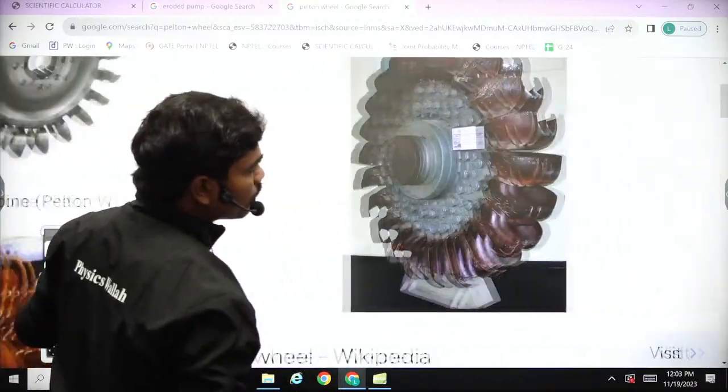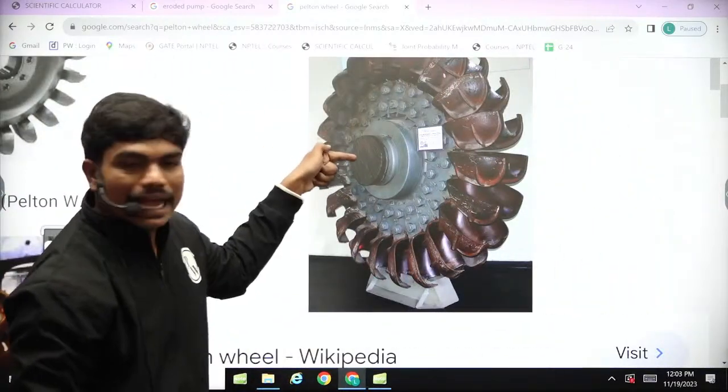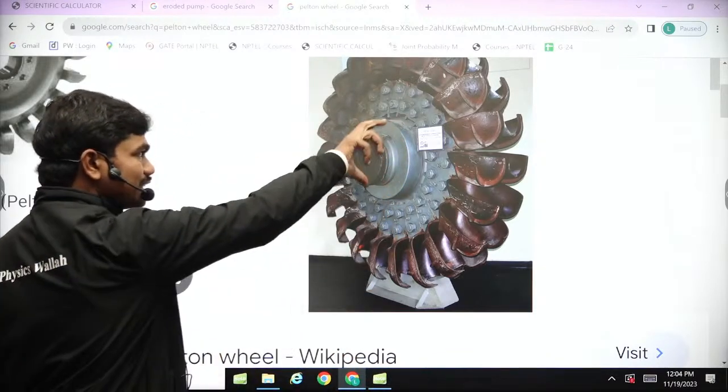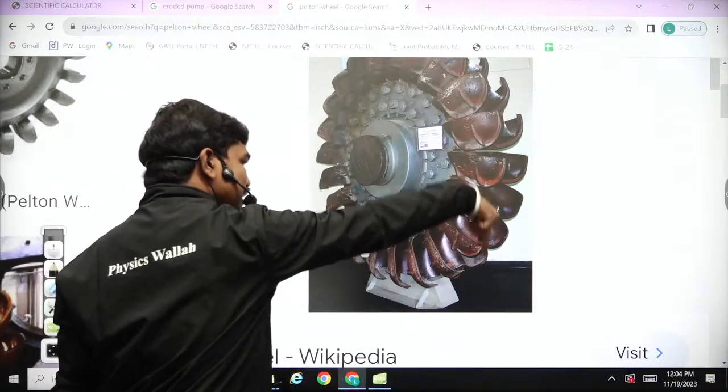Yeah, I think you can see the Pelton wheel. Now let us see if this is the axis. See this figure carefully, you can understand. This is the shaft and this is the rotor which is mounted on the shaft, it rotates. And this is the tangential direction clearly.